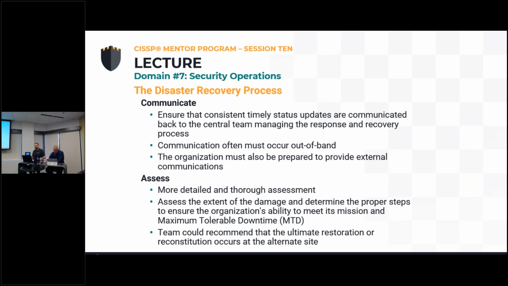Assessing it. So once we've activated the team, started our communication, now is when we do our deep dive. Where exactly are we at? We've identified this is down. Now, why is it down? What's going on? It's that next step.